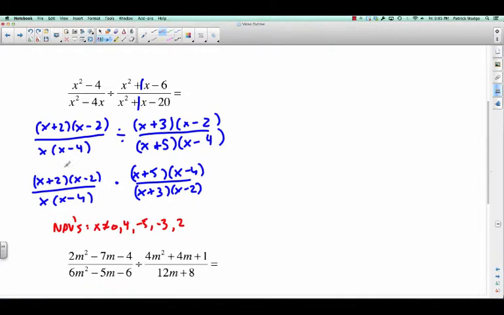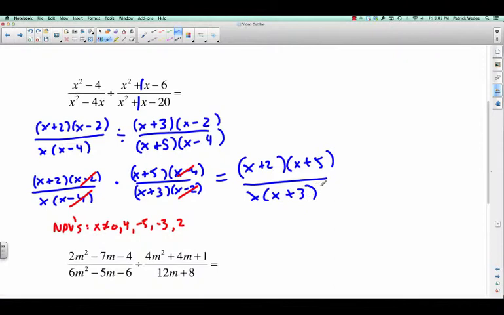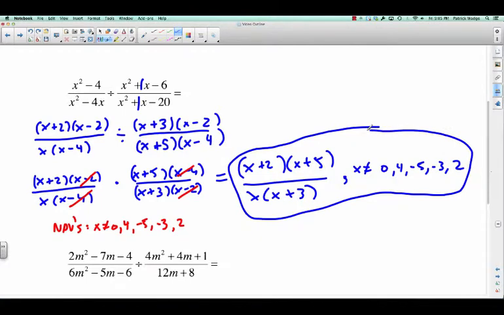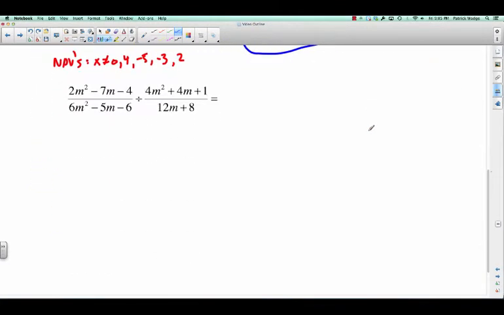Okay, time to cancel. Ninja slice, we look down here. x minus 4, x minus 4, x minus 2, x minus 2. I think that's it. So we'll just leave it in factored form. x plus 2, x plus 5 on the top. And then here we have x times x plus 3. And the non-permissible values: x cannot equal 0, 4, negative 5, negative 3, and 2. All finished.